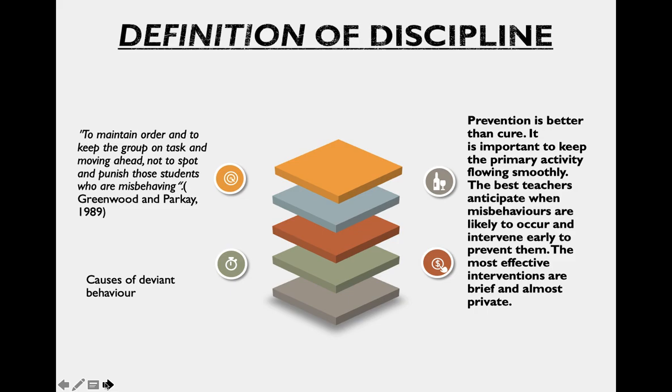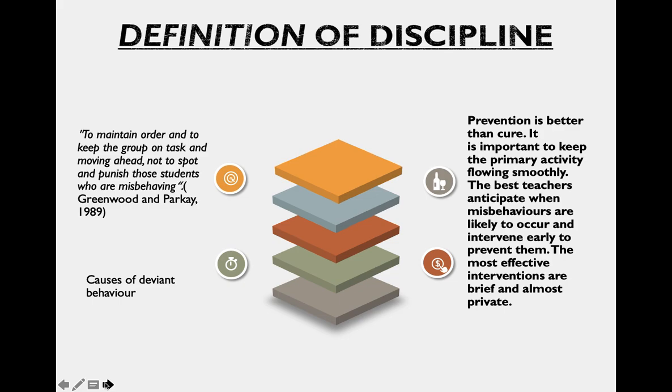As we can see here in this definition of discipline, classroom management encompasses the definition of discipline. So discipline is maintaining order and keeping the group on task, moving ahead, and it has to do with punishment and misbehavior. But what is also important is the proverb that says prevention is better than cure.